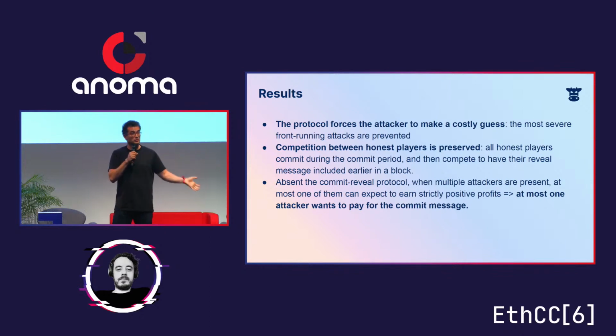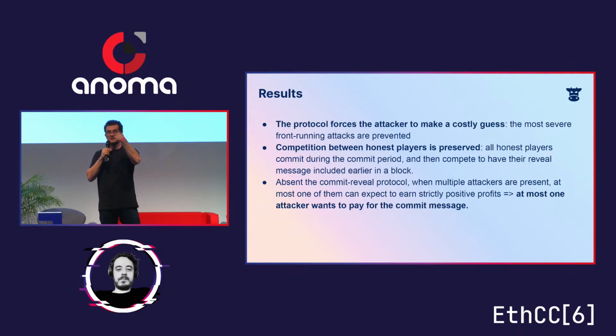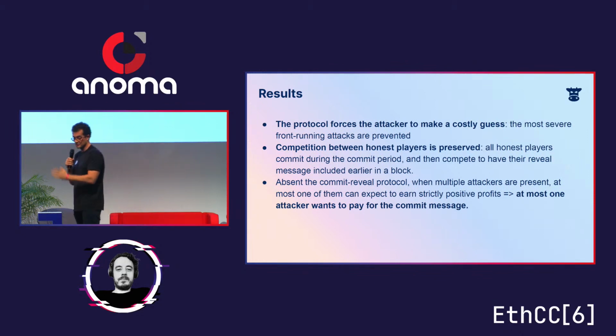It is just pushed toward the reveal message. Now, it doesn't matter the order in which commit messages are received, as long as they are all received in the commit period. And then when the reveal period arrives, honest players will all compete. They try to get their own reveal message earlier in the block. So essentially, competition is preserved but pushed by one period to the reveal message.